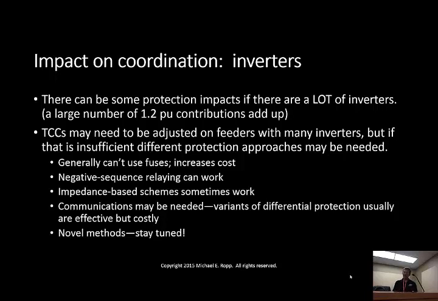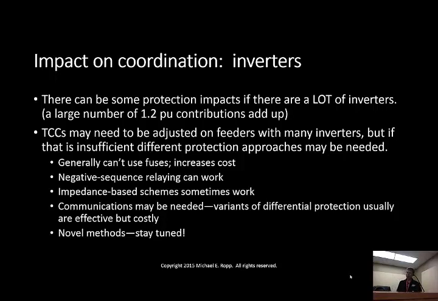If you have a situation where your fault current is being dominated by inverters, usually I can't use fuses. The reason is that the maximum fault current from the inverters and the minimum current from the loads are too close together. I can't coordinate in between there, and the load may blow the fuse or the inverter may not blow the fuse. So that kind of standard overcurrent protection may not work in a case like this.